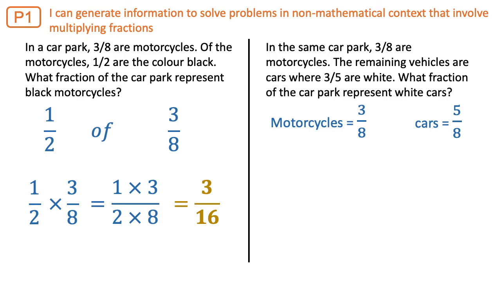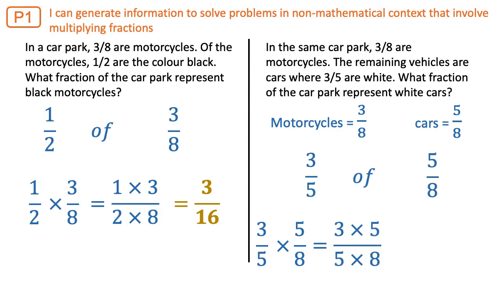Of these cars, 3/5 of the cars are white, so 3/5 of 5/8 are white cars. The calculation would be 3/5 multiplied by 5/8. 3 times 5 and 5 times 8 equals 15 out of 40. 15 and 40 have a common factor of 5, so to simplify, we divide them both by 5 to give us the final fraction of 3 out of 8.